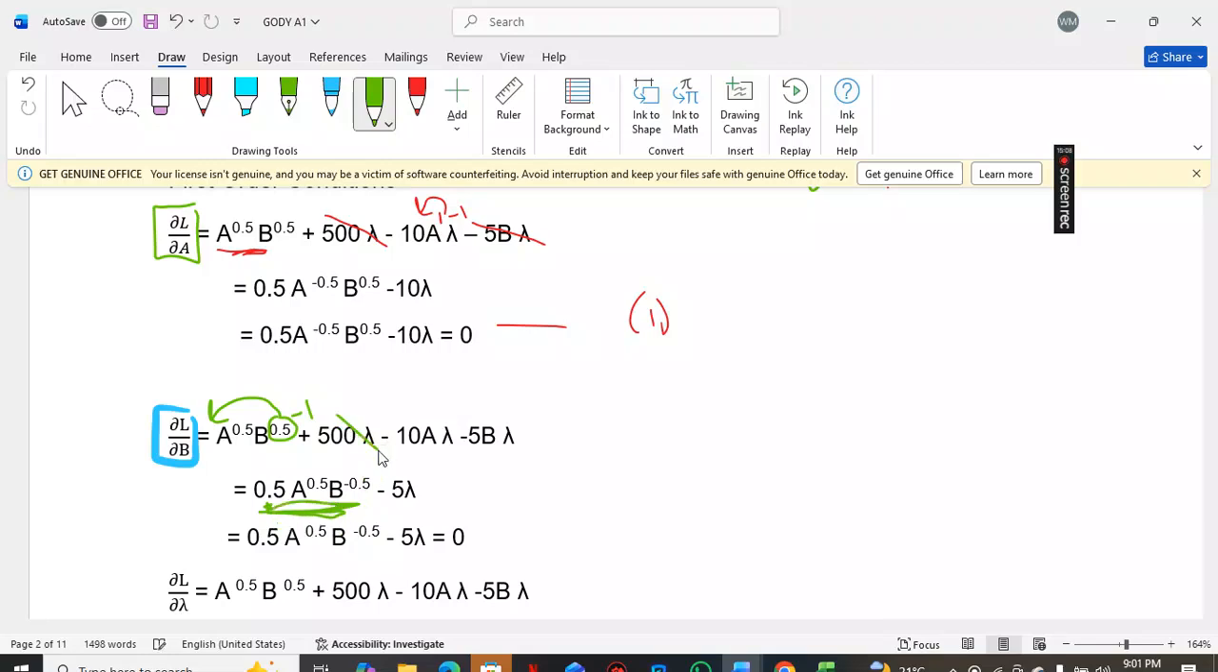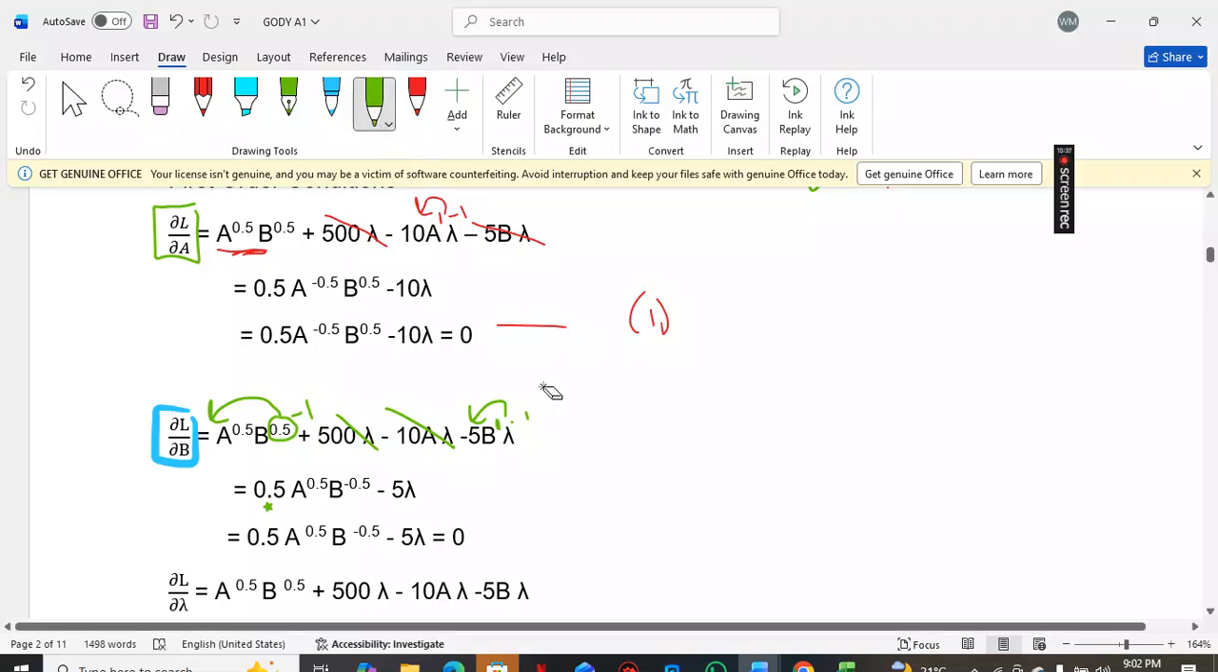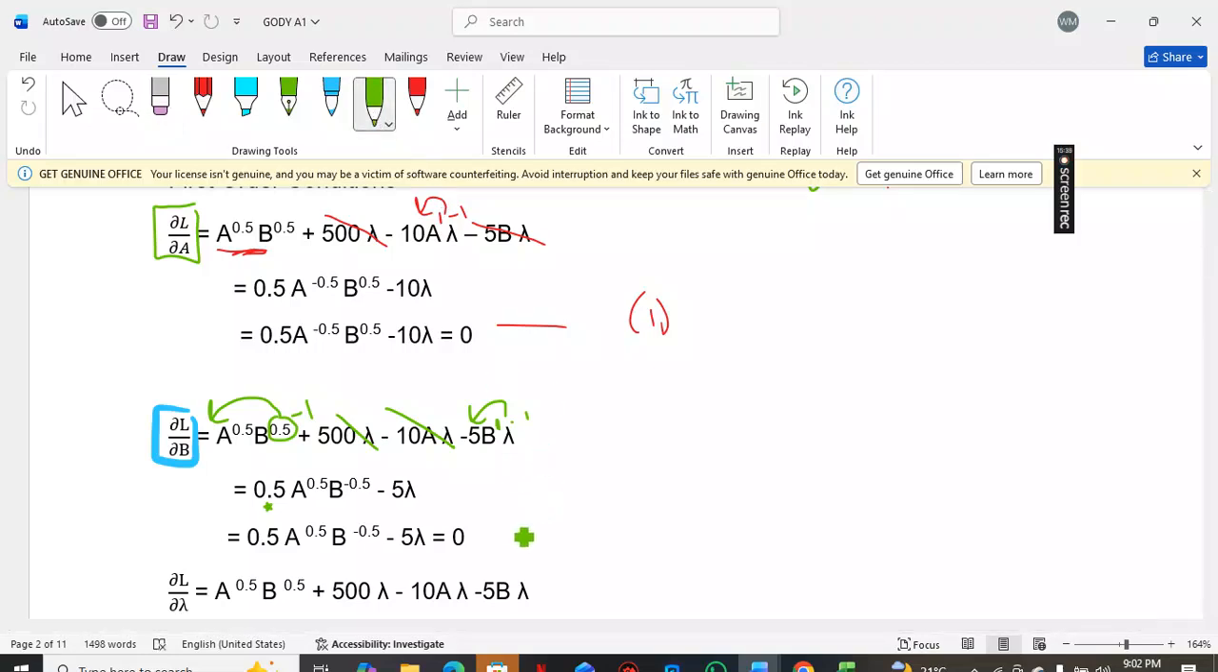This 500 hasn't got a b. This 10a lambda hasn't got a b. This negative 5b lambda, this b is to the power 1. 1 times negative 5, negative 5. Subtract 1 from the b, you have b to the power 0. Once you've derived, you label this as your equation 2. Any questions so far?